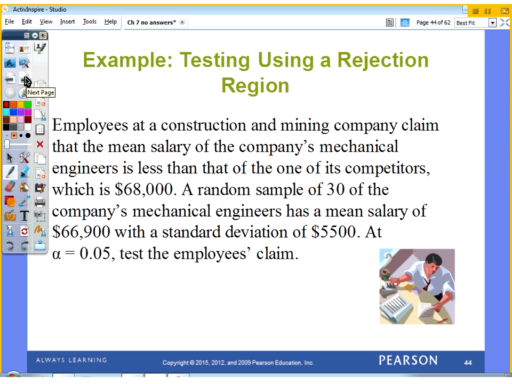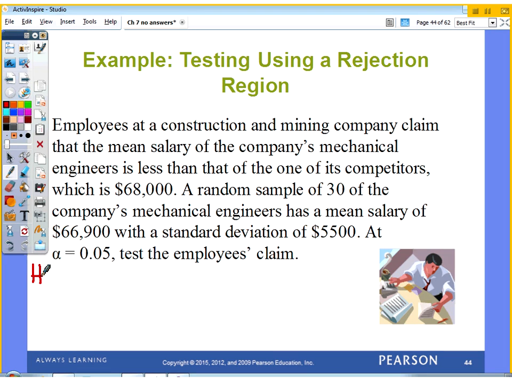Let's look at an example. Employees at a construction and mining company claim that the mean salary of the company's mechanical engineers is less than that of one of its competitors, which is $68,000. A random sample of 30 of the company's mechanical engineers has a mean salary of $66,900 with a standard deviation of 5,500. At alpha equal to 0.05, test the claim.